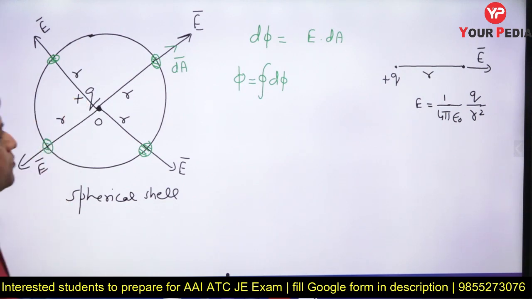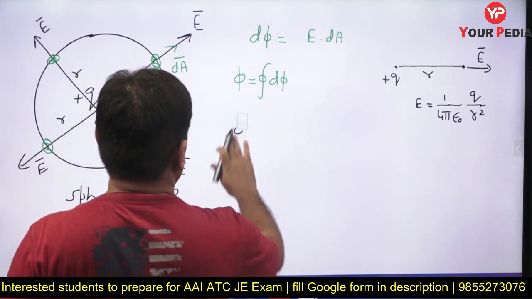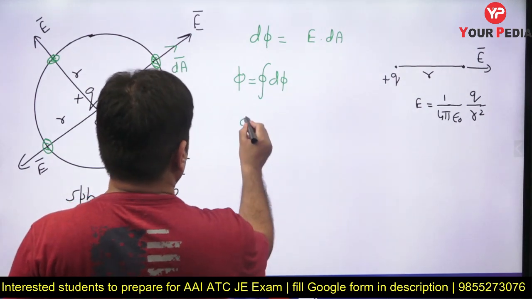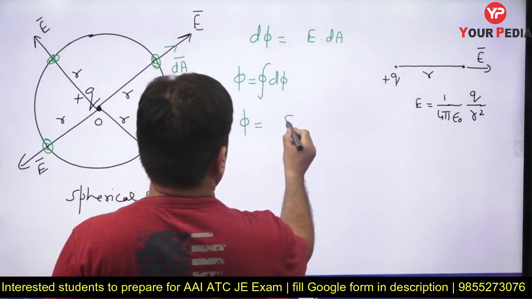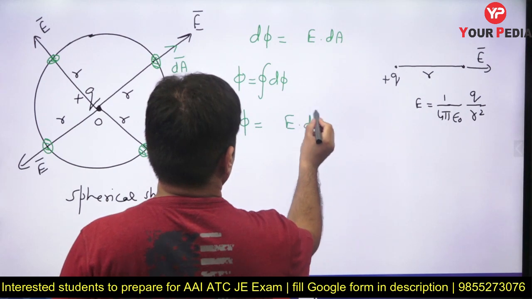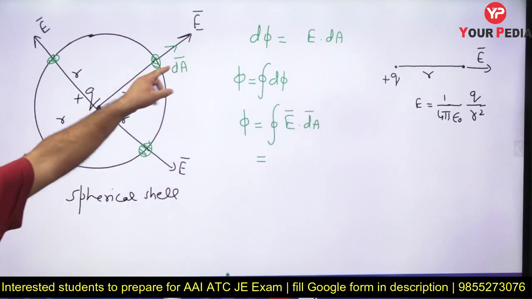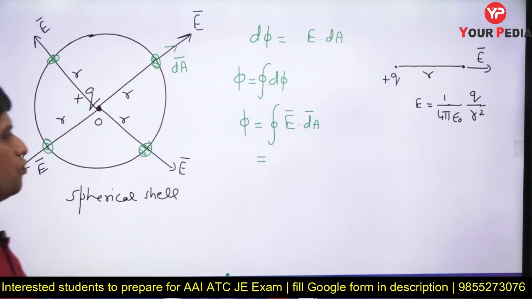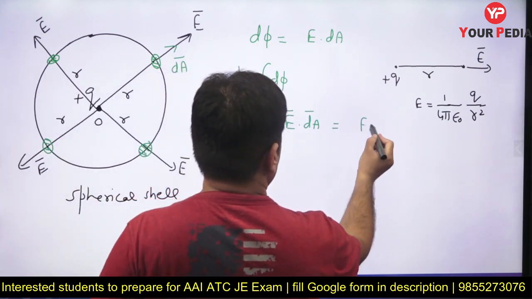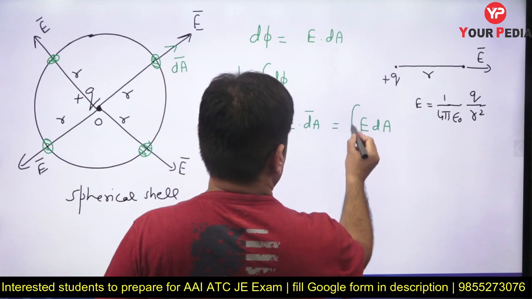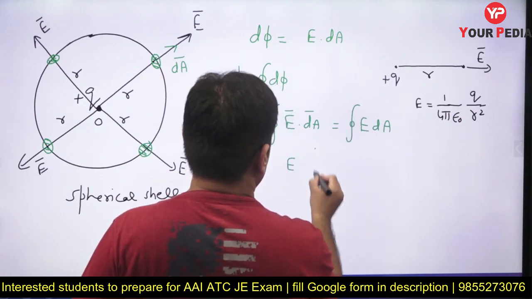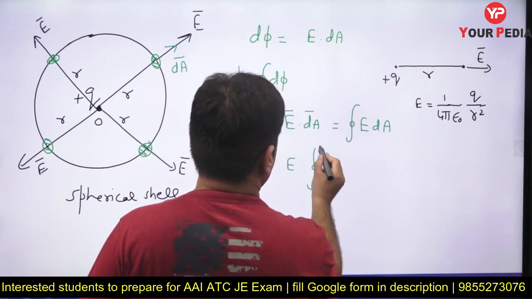अभी कितना हो जाएगा ये? So if we calculate it, the phi is coming out to be E dot dA cyclic integral. What is the angle between E and dA? 0 degree, cos 0 is 1. So this becomes E into dA cyclic integral. E can be taken out, cyclic integral dA. Why is E taken out?